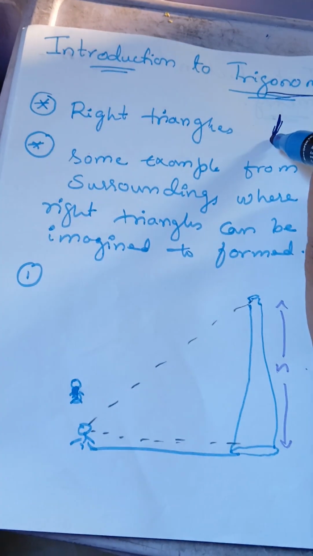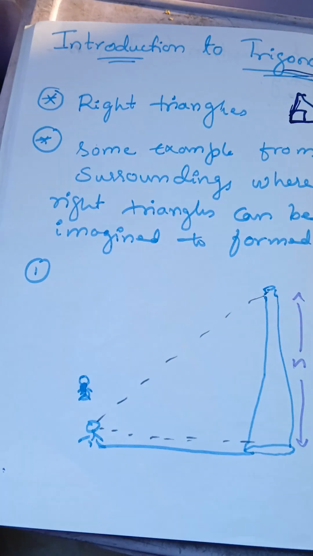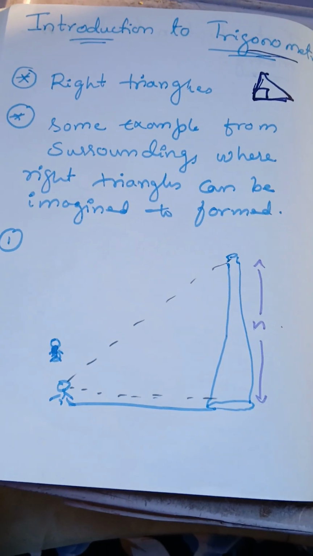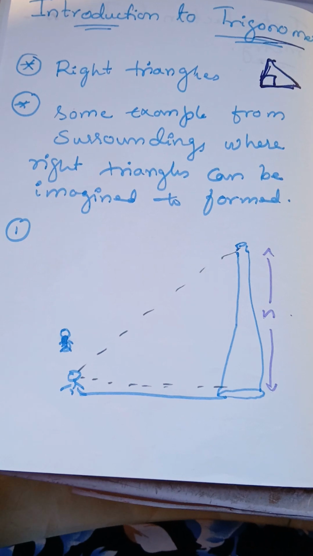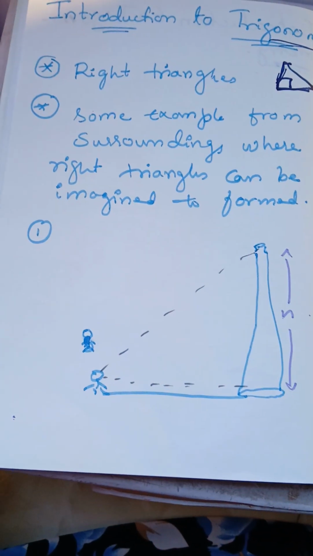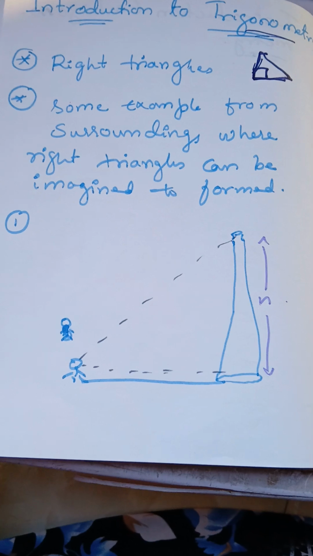A right triangle is a triangle in which one of its angles is 90 degrees. We will see some examples from your surroundings where right triangles can be imagined.